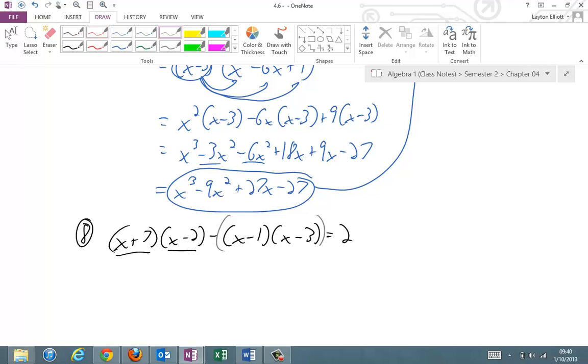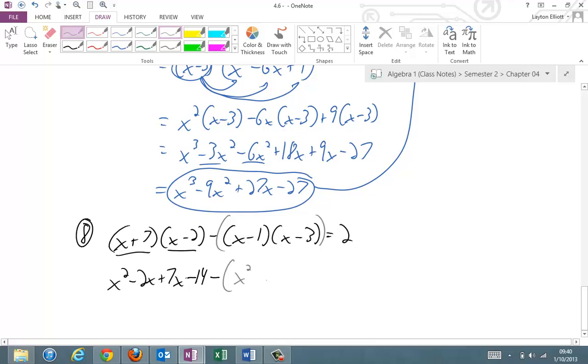Foiling the first two, first would be x squared, outer minus 2x, inner plus 7x, and last minus 14. Then I go minus, still have a giant set of parentheses, x squared minus 3x minus x, and plus a 3, and then equals 2. Combine your like terms. We have x squared plus 5x minus 14 minus, combine inside the gray, and we have x squared minus 4x plus 3 equals 2, not 0.